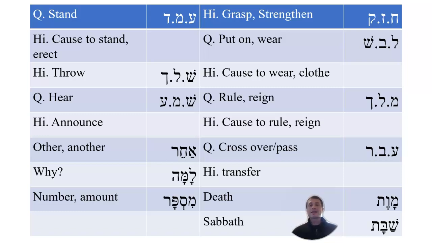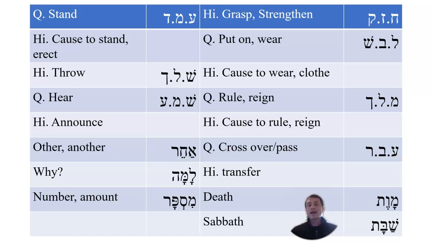We have the verb chazak in the hifil stem. So that's the one we're going to be working on this week. It means to grasp or strengthen. Below that, we have the word lavash, which in the kal stem or the pa'al stem means to put on or to wear. In the hifil, it means to cause to wear or to clothe.